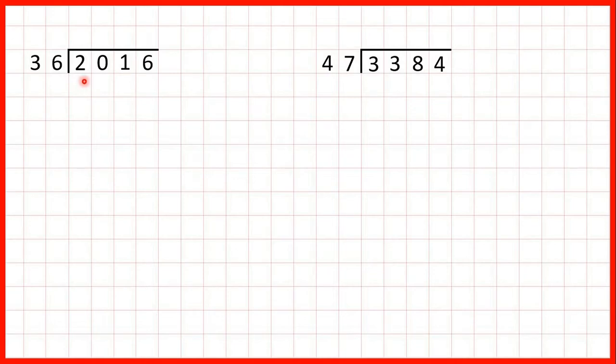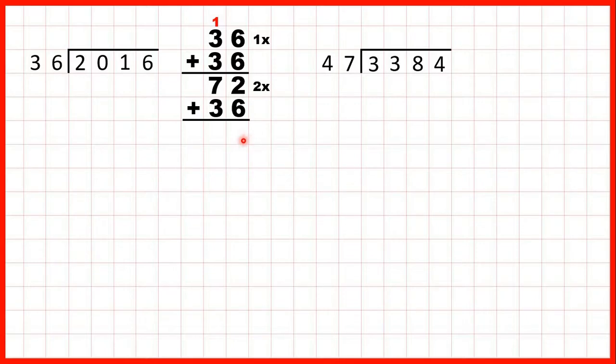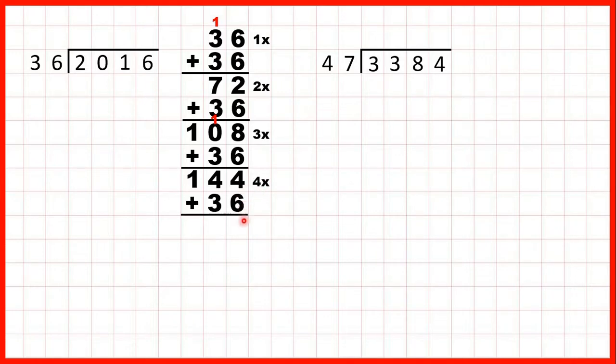Now, for these questions, we're dividing using long division. So first, we have 2016 divided by 36. So we can work out our 36 times table. 36 is of course 1 times 36. If we add another 36, we get 72. So that must be 2 times 36. Adding another 36 gives us 108 for 3 times. Another 36 gives us 144 for 4 times, and another 36 gives us 180 for 5 times.